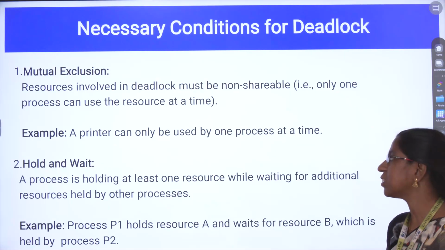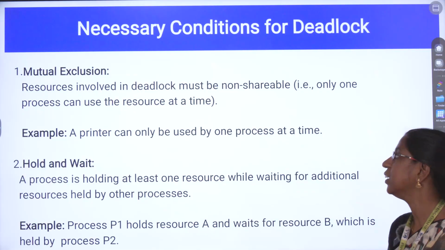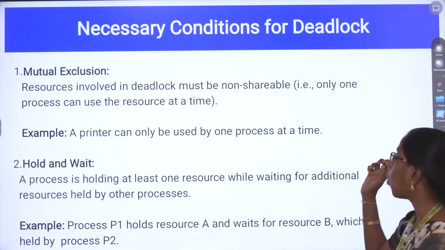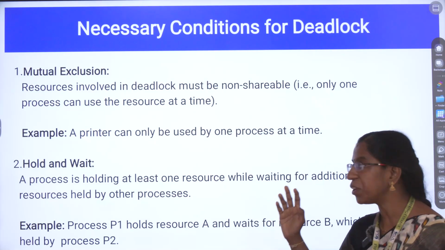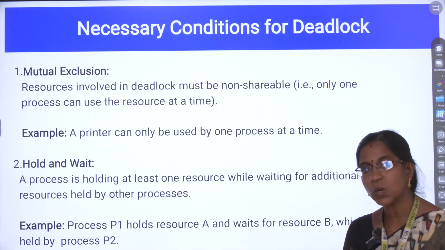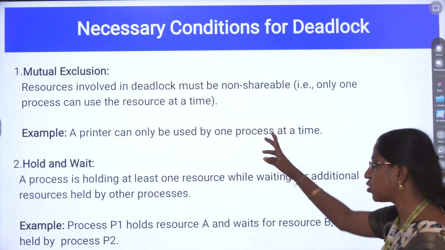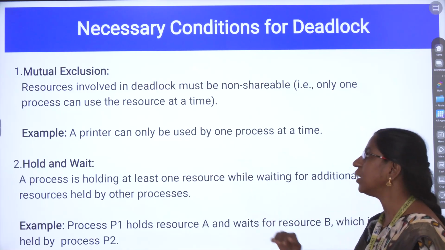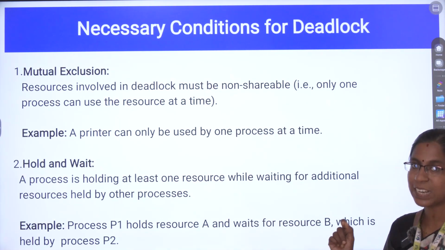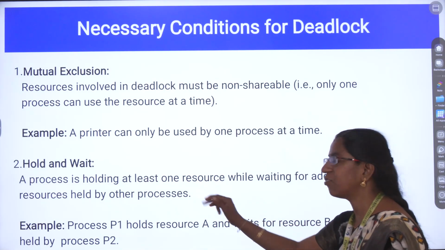From the name itself we can understand that the resources involved in deadlock must be non-shareable. Only one process can use the resource at a time. We cannot access the resource while it is held by a process. This is mutual exclusion. For example, a printer can only be used by one process at a time.